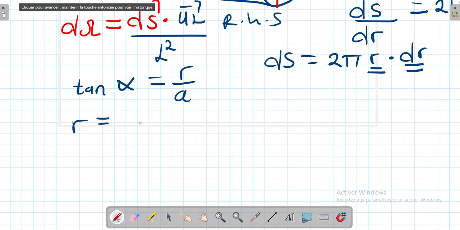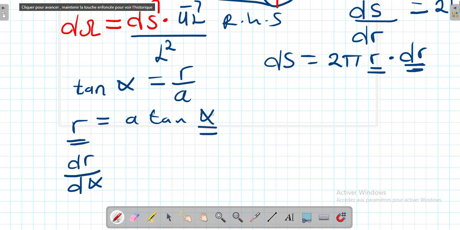So radius will be equal to a tan alpha. Therefore, you managed to express radius as a function of alpha. Now, the next thing is dr. How are you going to deal with dr? In a similar way, you've got r, so you just say dr over d alpha. Whenever you do this, you're differentiating the radius with respect to alpha because alpha is the variable here.